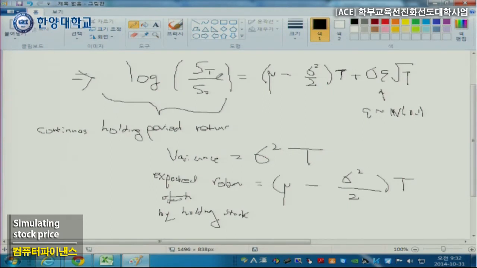Do you have a question? Does it make sense? Yes. Yes, exactly. So it is an expected function.